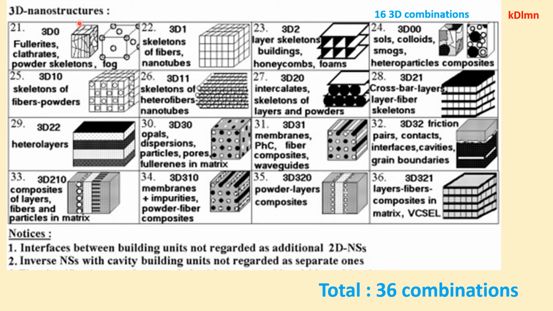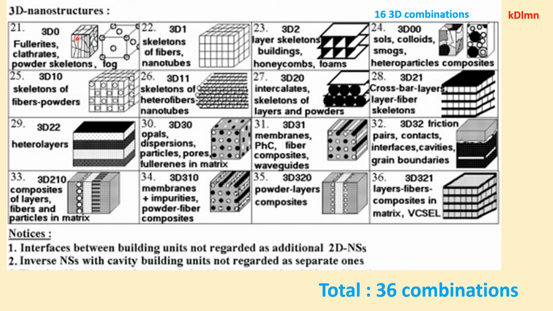In three dimension nanostructures, we will see there are 16 types of 3D combination using the LMN basic building blocks. So LMN can be 0, 1, 2, and 3 also in this case, because we are making the 3 dimension. So K can be greater than or equal to this LMN. So here we have the combination from 0, 1, 2, and then 3 dimension can be made from 0, 0, 1, 0, 1, 1.